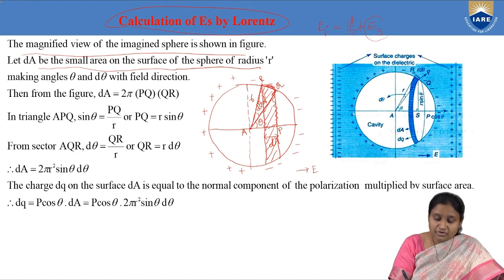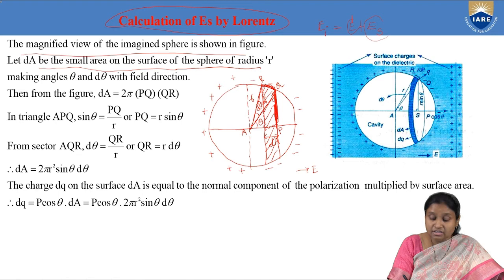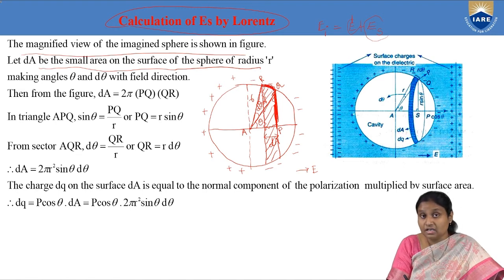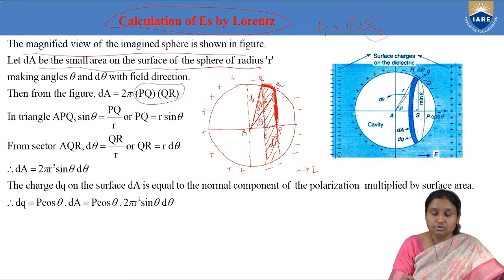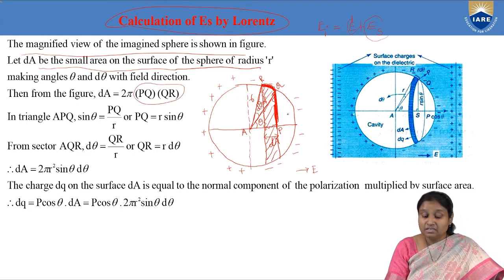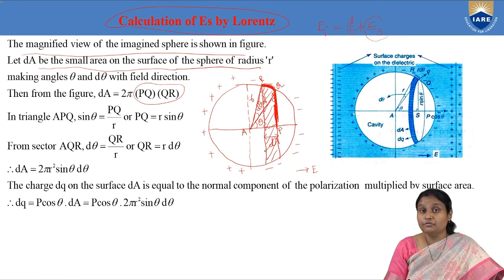In this case, I have to find this length. Okay, so I have to take this length, and then I have to take this sector. Actually, if I take only one quadrant, I can call it an arc. And I have to take into consideration this arc, which is making angle d theta with respect to the field direction. So if we try to find this area in this one quadrant, I can take it as PQ into QR. And such a particular area is running throughout the entire sphere, the whole circle.